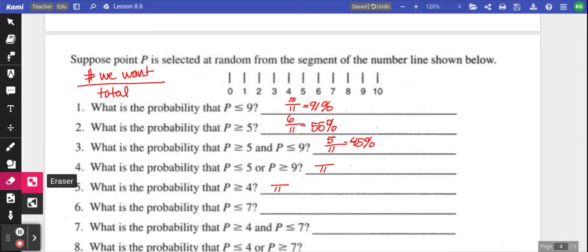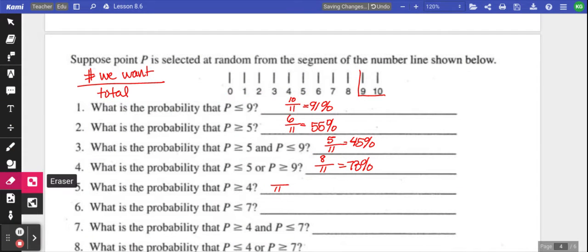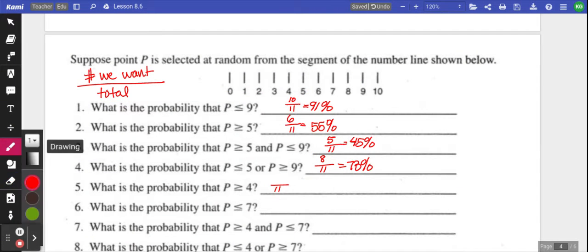The next one asks for the numbers that are less than or equal to 5 and greater than or equal to 9. So that includes all of these 6 and 2 more, which gives me 8, which is 73%. What is the probability you pick something greater than or equal to 4, which is all of these, which is 7?